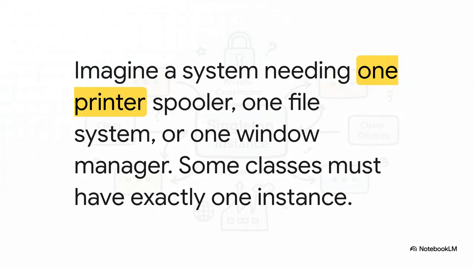The book gives us some really perfect examples here. Think about a printer spooler. You could have a bunch of documents all lined up, but you only want one central manager handling all those print jobs, right? It's the same idea for a file system, or for that one single object that holds all of your app's configuration settings. You absolutely need a single source of truth.